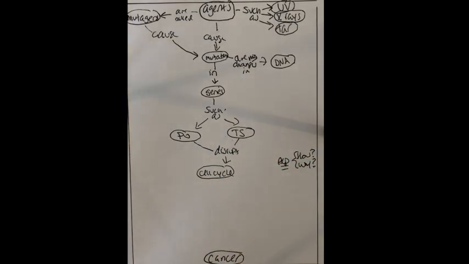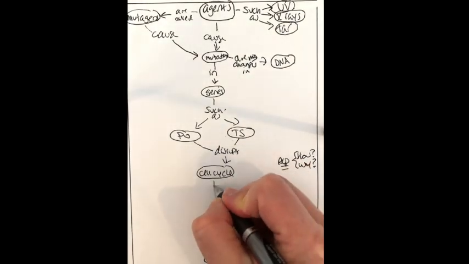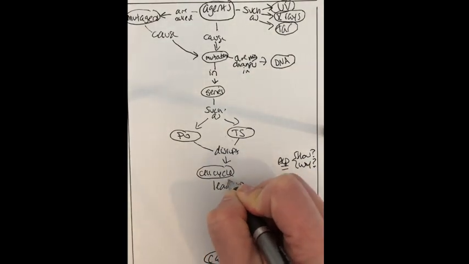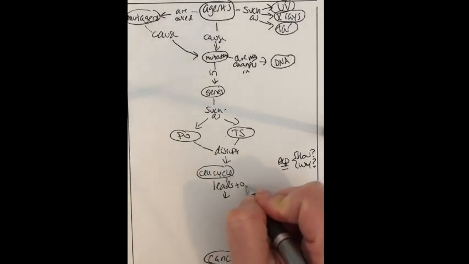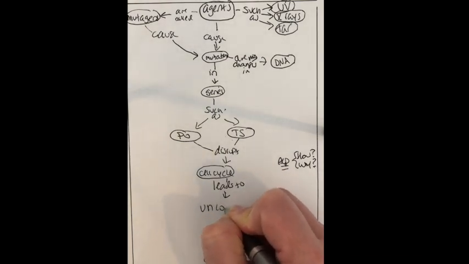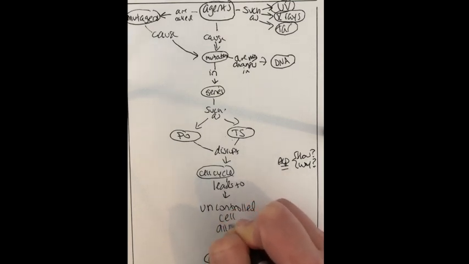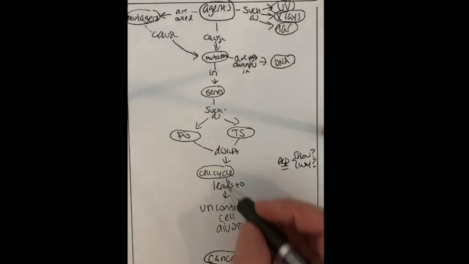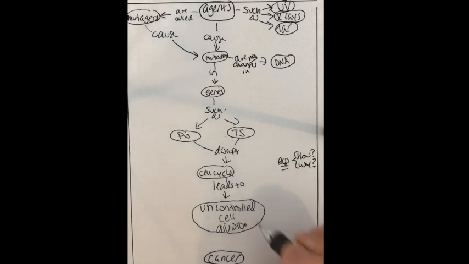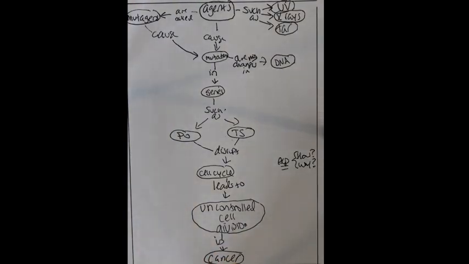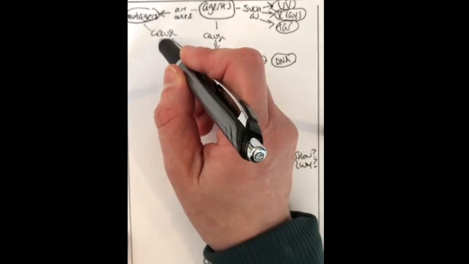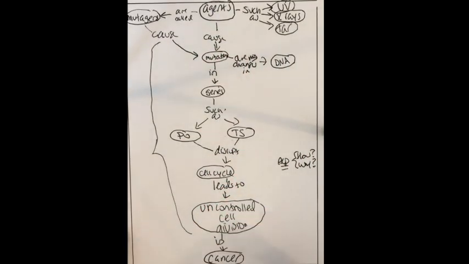So the cell is not going through the cell cycle at the proper pace, and that leads to uncontrolled cell division. I'm going to put that in a bubble. And we know that uncontrolled cell division leads to cancer.